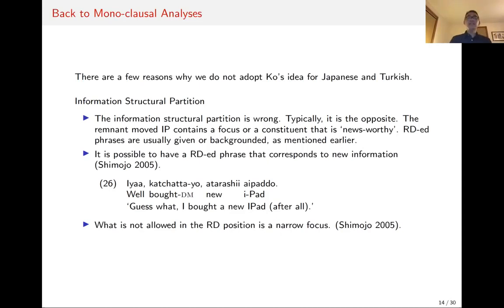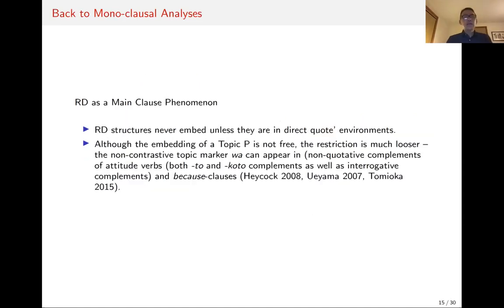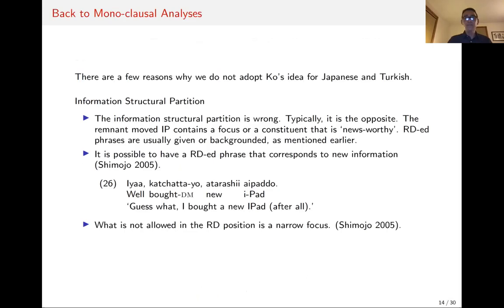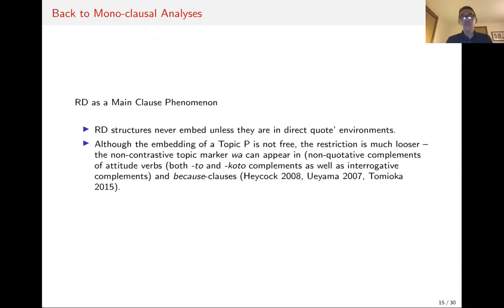What he observed is that new information focus is fine, but narrow focus, such as truly focal contrastive focus or a WH phrase, is not allowed. So something is not quite right about this focus movement idea. Also, it doesn't really tell us much about right dislocation as a main clause phenomenon. For instance, you might think that because a topic phrase doesn't really like to embed, being a topic phrase might account for the unembeddable nature of right dislocation, but that is actually not true.